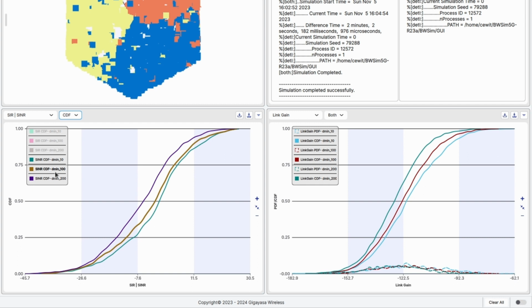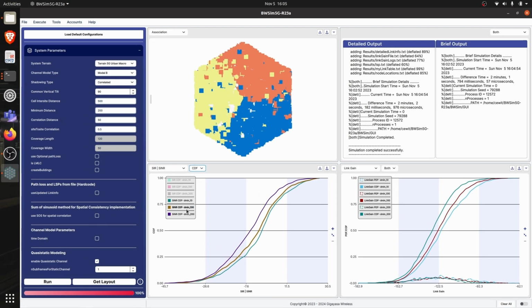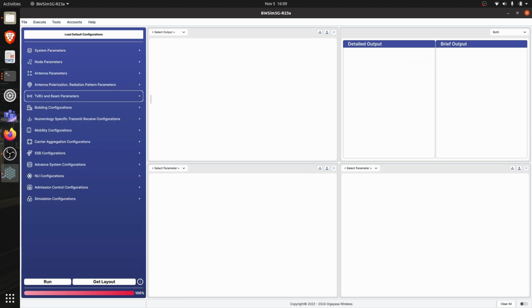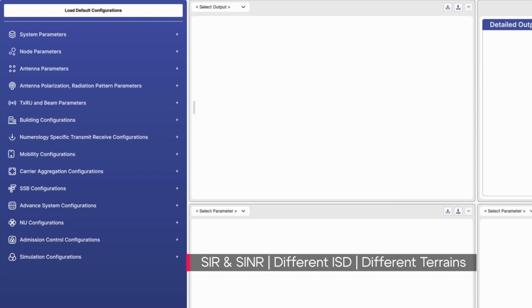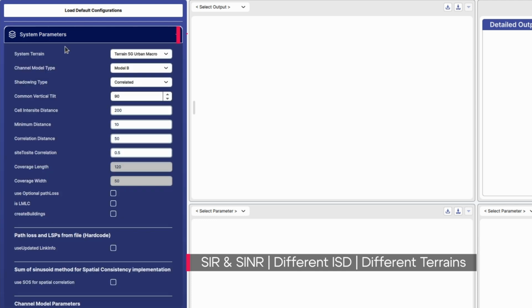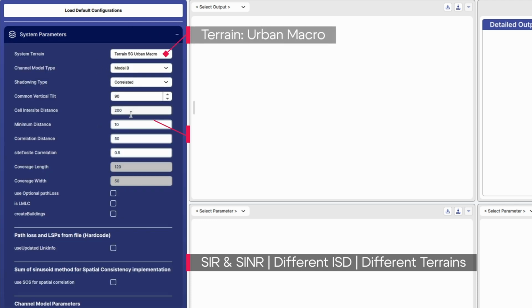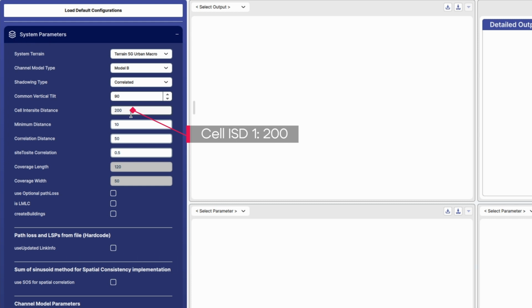The same can be noted if you increase the intersite distance to 1732 as well. This concludes the second observation, and we'll be moving on to the next one. Moving on to the final observation, where we are going to change the terrains and different intersite distances within each terrain and observe how the SIR and SINR curves behave there. For this, let me start with the urban macro for different intersite distances of 200, 500, and 1732.